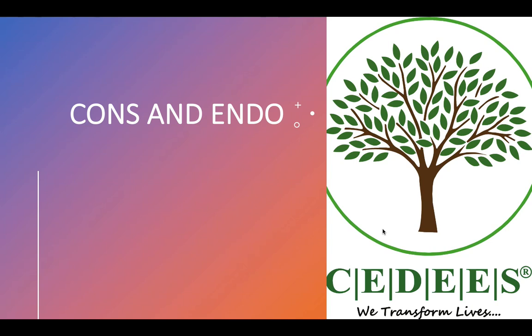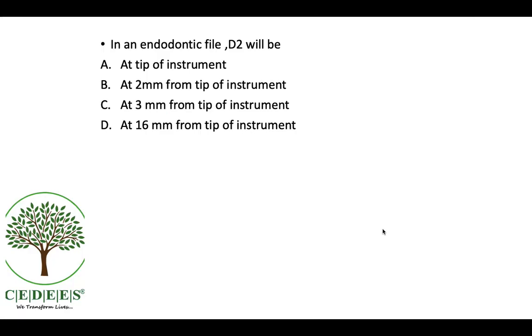Today we'll be discussing a few doubts from conservative dentistry and endodontics. Let's move on to the first question, which says, in an endodontic file, D2 will be, the options are at tip of the instrument, at 2 millimeters from the tip, at 3 millimeters from the tip, or at 16 millimeters from the tip. So the answer here is at 16 millimeters from the tip of the instrument.